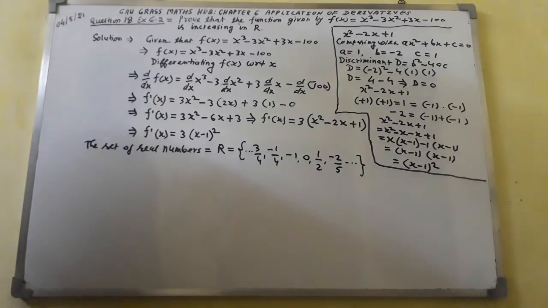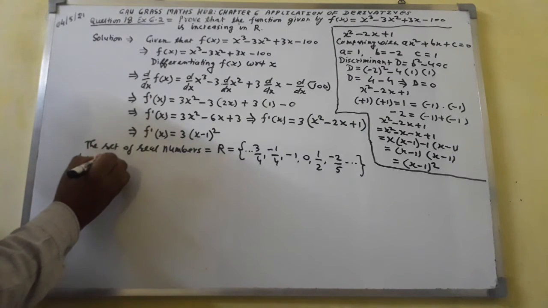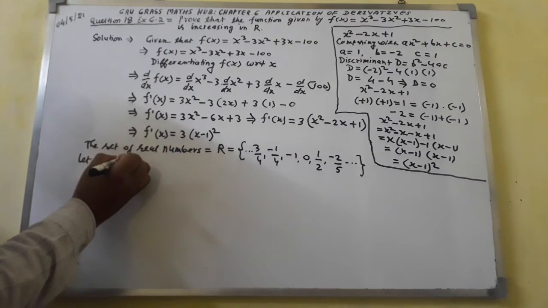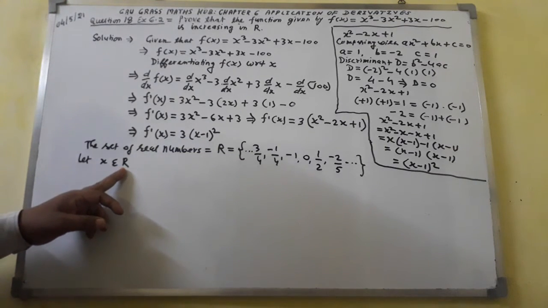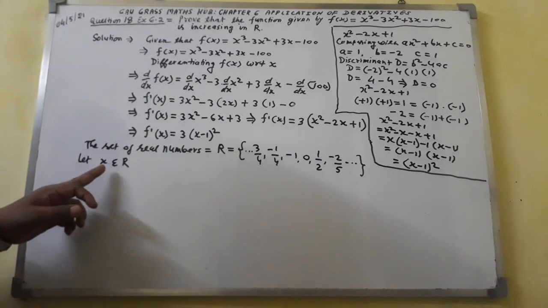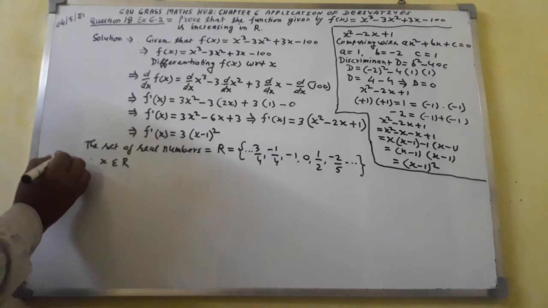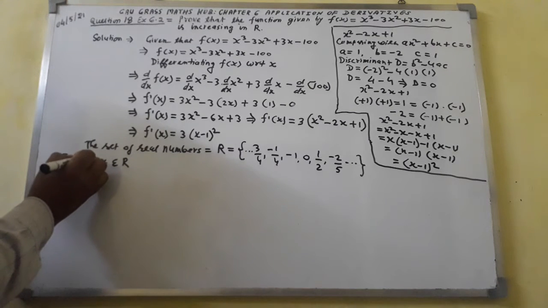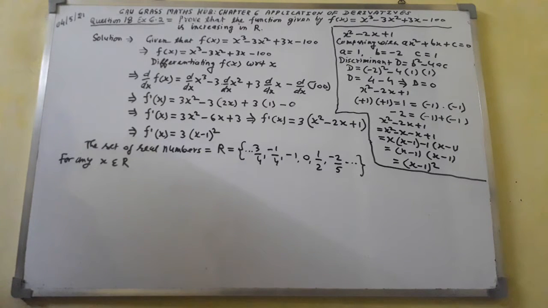So here I shall let x belong to set of real number. Means the set of real number is capital R and x is any element of set of real number. So here I can write for any x belong to set of real numbers. What happened? Let us see.